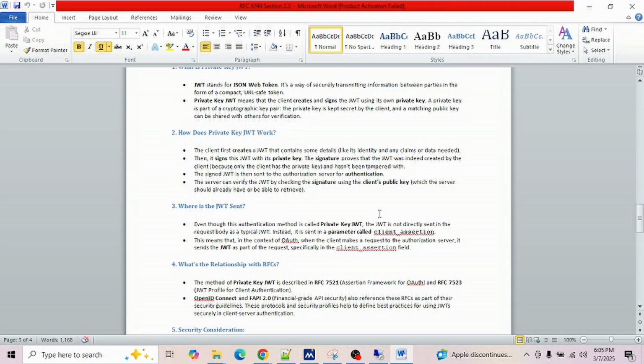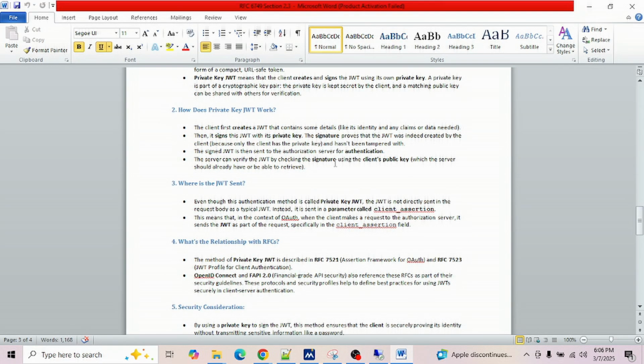Now this signed JSON Web Token is sent to the authorization server for authentication. That means the client is signing the JWT with the private key and then sending that information to the authorization server. The server can verify the JWT by checking the signature using the client's public key, because the authorization server already has the client's public key, right? We're using the URL, or maybe the client already shared it. So using that, it can just verify the JWT by checking the signature.